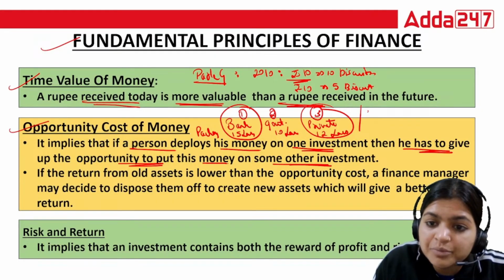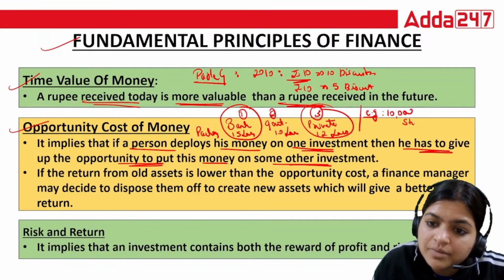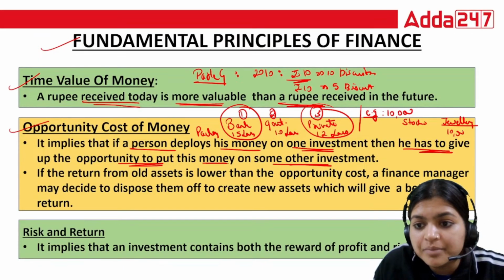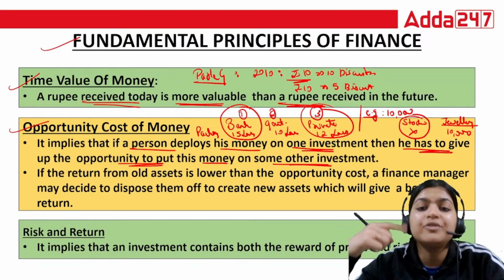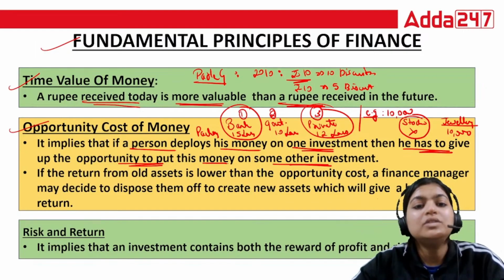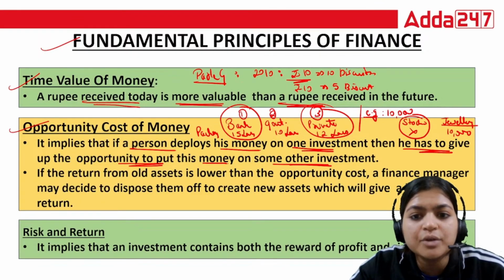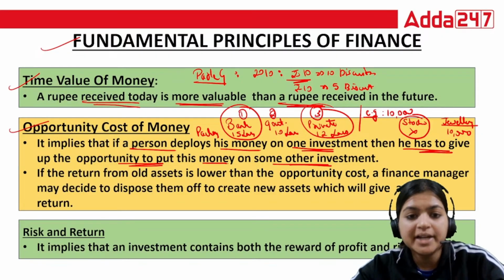Now let's take one more example. Suppose I have 10,000 rupees. I have the option to invest in stocks or to purchase jewelry. If I'm purchasing jewelry, it means I have actually foregone the return from the stocks. So the amount that I have foregone, which I would have received from the stocks, is the opportunity cost of money. Correct?